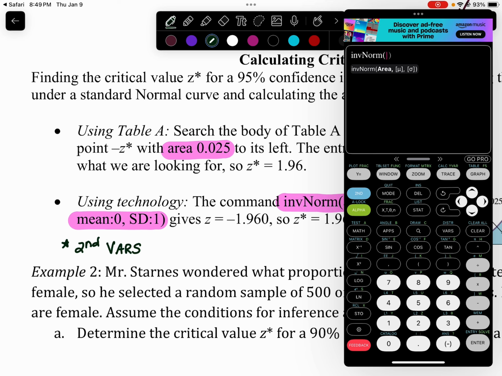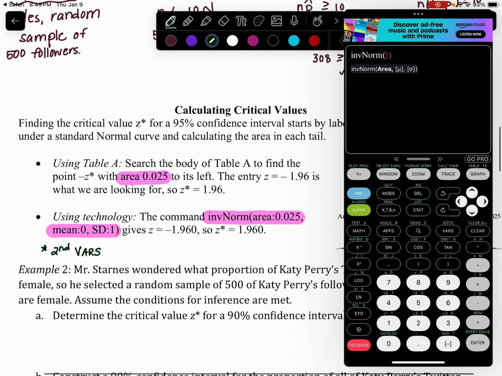So the 3 things you need: the area that you want to find. So in this case, if we're using our regular curve we have off to the right, we want that area we said to be the 2.5%, so 0.025. And then we need our mean. So remember, this is all in standardized scores. So our mean is going to be 0, and then our standard deviation for those is going to be 1. So this is sort of like our z-scores that are in our standard form.